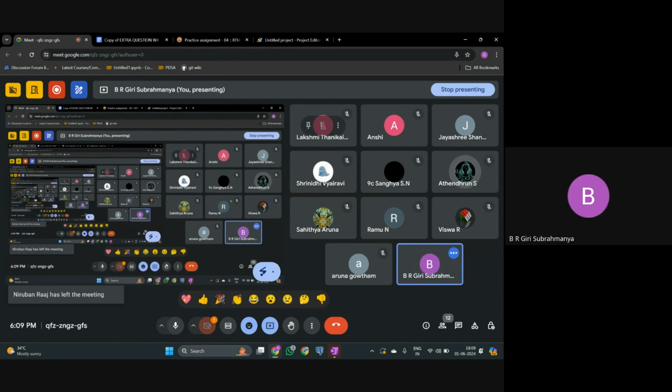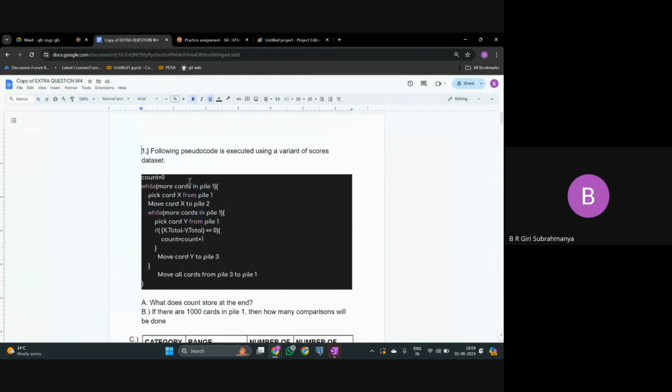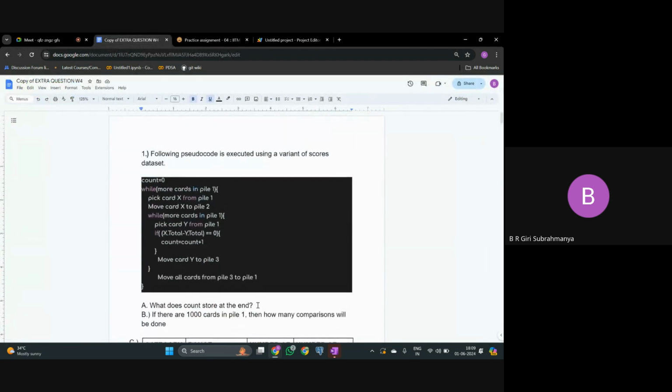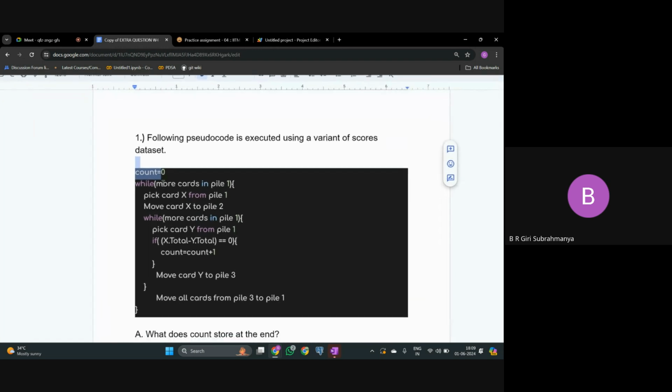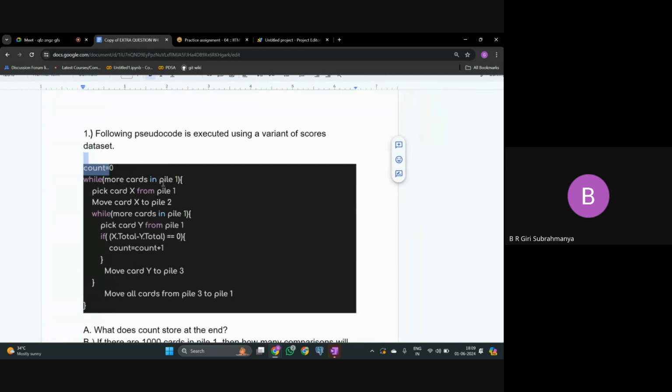Yes, sir. So what you have to do is first read the pseudocode and answer the first question. The first question you have to answer in terms of a sentence. It counts the number of something like that. It's going to count the number of something only. Just return variable count. It can be A, B, C, D or anything. But you have to say what the variable holds at the end of the pseudocode. What does the count variable hold at the end of the pseudocode? That's the first question.